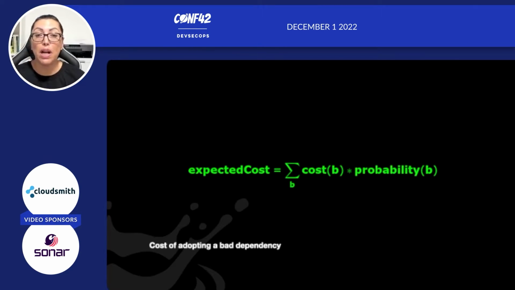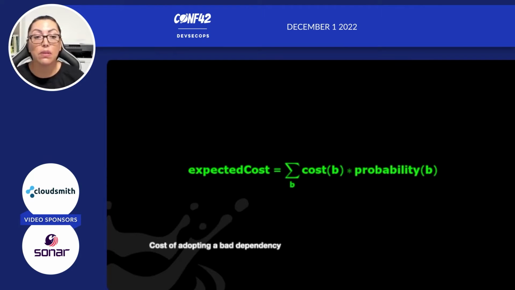And that's already talking about when we need to fix it. I'm not talking about what happened during the outage of our service or our product, or the lives affected, or the quality of life that we decrease when software doesn't behave as it should. So the expected cost of adopting a bad dependency is the sum over all possible bad outcomes of the cost of each bad outcome multiplied by its probability of happening.